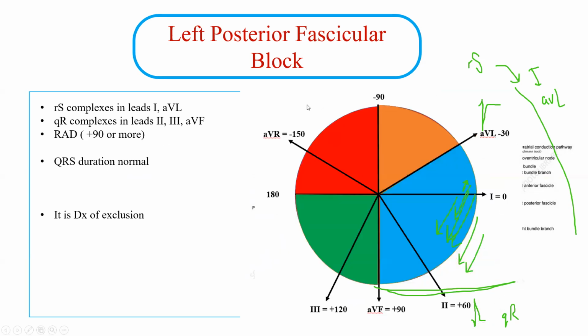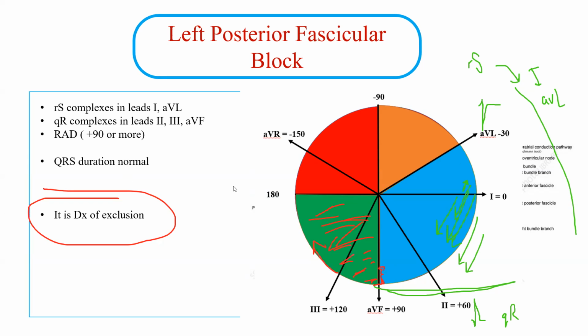Now, if you look here, this is the chart. And in order to have left posterior fascicular block, the right axis deviation should be here. Okay, it cannot be here. So it should be more than 90, and in most cases, it will be more than 120 as well. Okay, this is very important. And the last thing, left posterior fascicular block is a diagnosis of exclusion. Whenever you have a right axis deviation, you have to exclude right ventricular hypertrophy and other causes of right axis deviation before calling this a left posterior fascicular block.